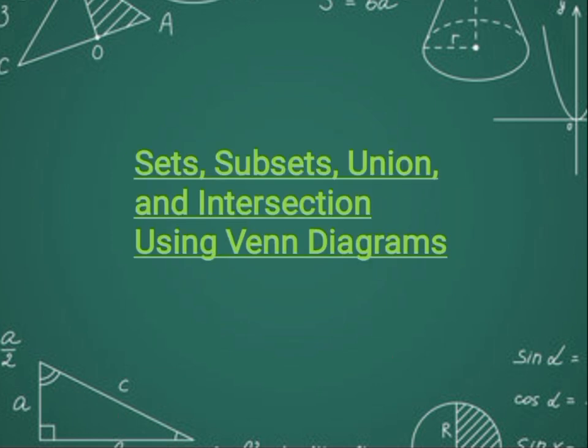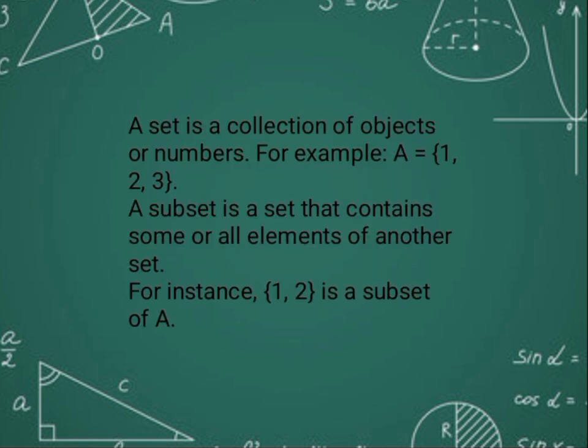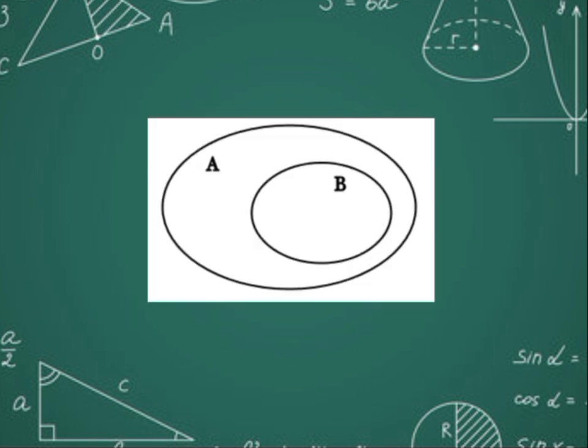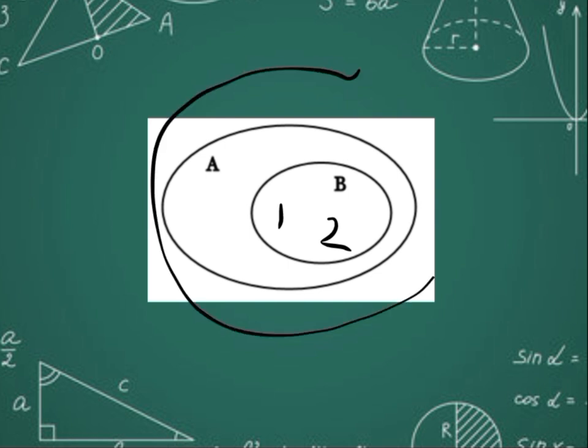So let's move on to the sets, subsets, union, and intersection using Venn diagrams. When we say set, it's a collection of objects or numbers. For example, in the set A, we have 1, 2, and 3. A subset is a set that contains some or all elements of another set. So let's have this example. For example, we have the set A and the set B. The set B has the elements 1 and 2. So B is a subset of A because B is inside A.